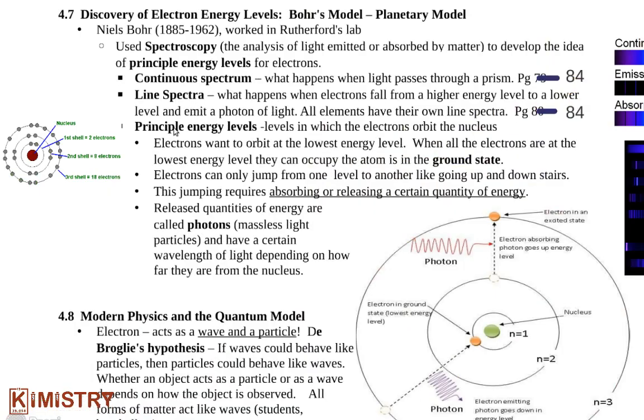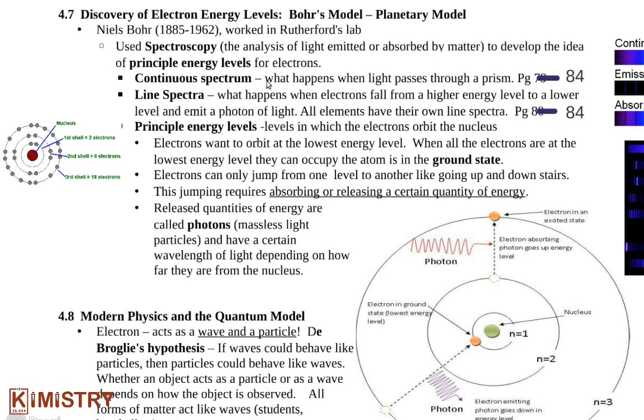Now the next model we come to is Bohr's model, the planetary model of an atom. So Niels Bohr worked in Rutherford's lab. A lot of people worked in Rutherford's lab. He used spectroscopy, the analysis of light emitted or absorbed by matter, to develop the idea of principal energy levels. And there's a thing you can do jumping up and down stairs that we might be able to do with this.